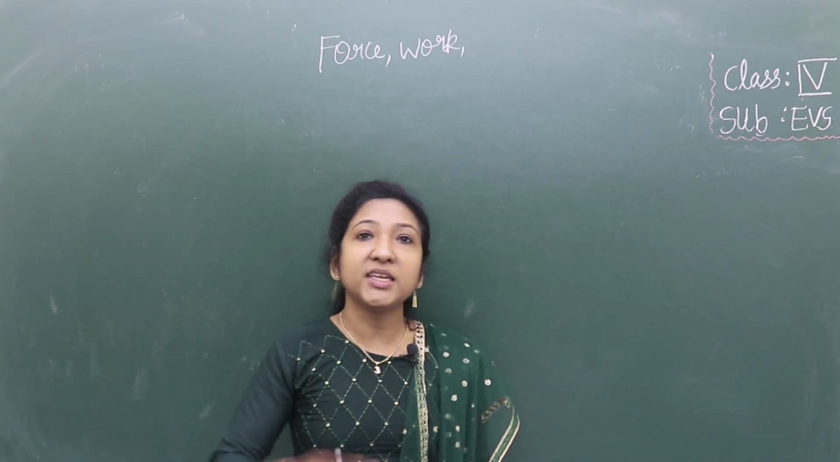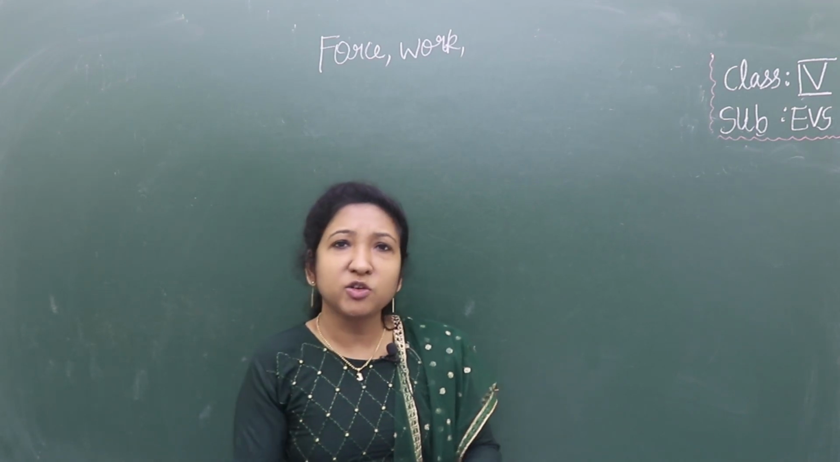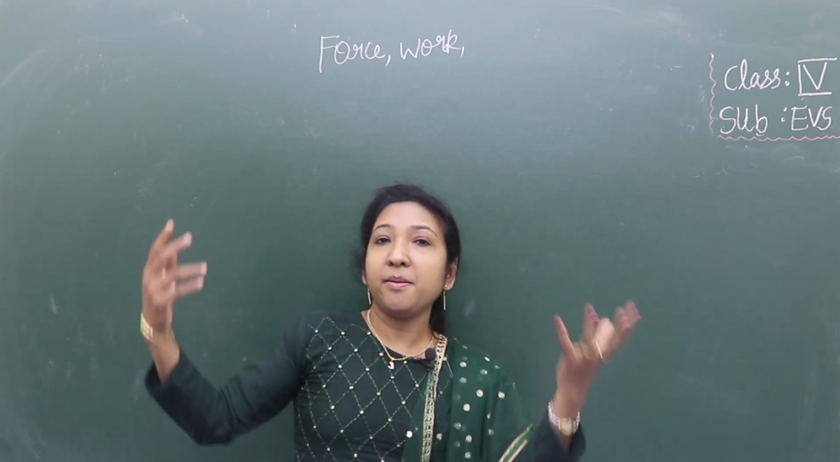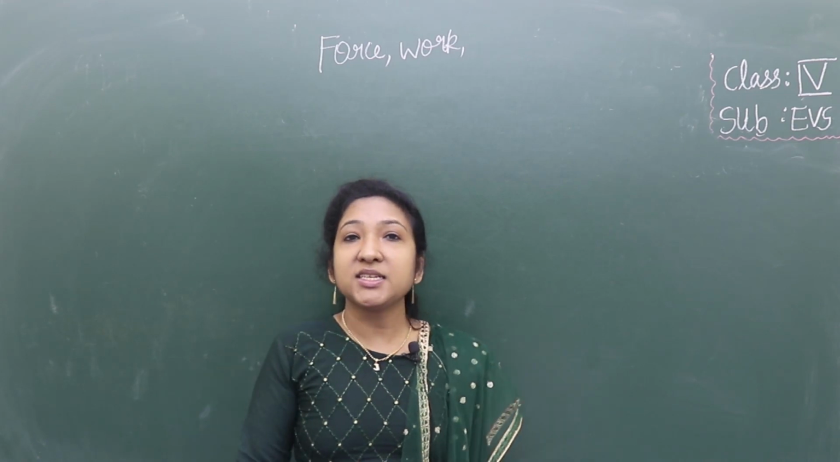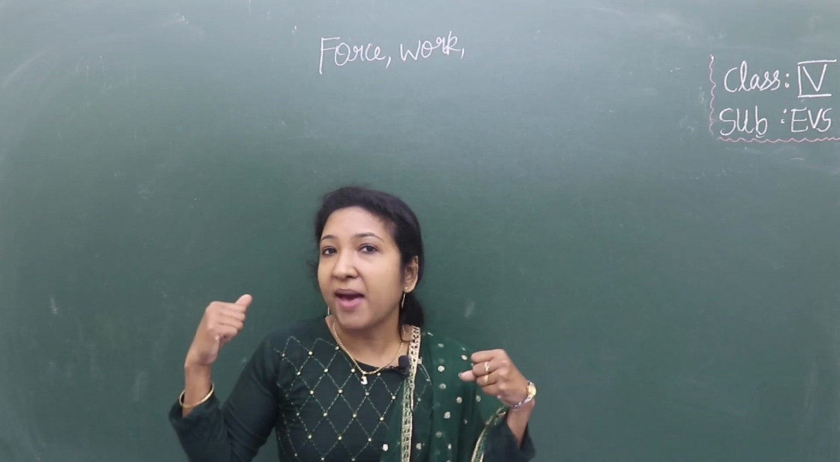Then to do work we need something. Simply we can't go and do the work. To run, to breathe, to walk, to jump, to do any activities, we need some energy. So energy is the capacity to do work.